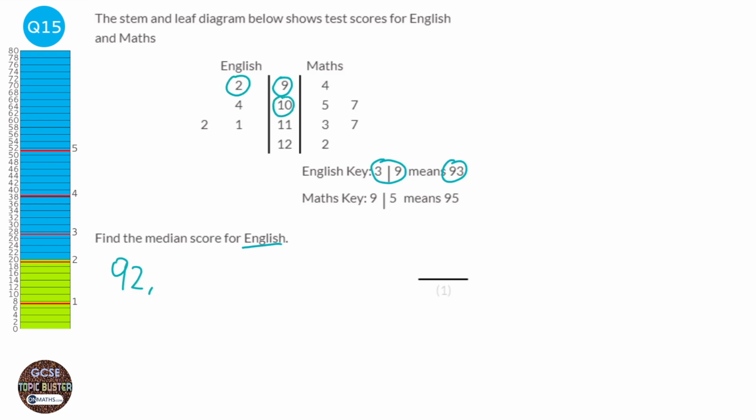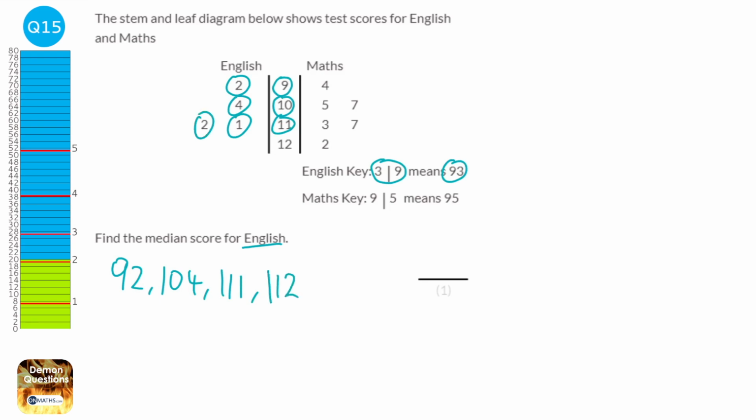Then this will be 10 tens and a 4. So it would be 104. 11 tens and 1, so 111, and then 11 tens and 2. So to find the median, we cross out the biggest and smallest until we're left with 1 or 2 in the middle. Here we're left with 2.